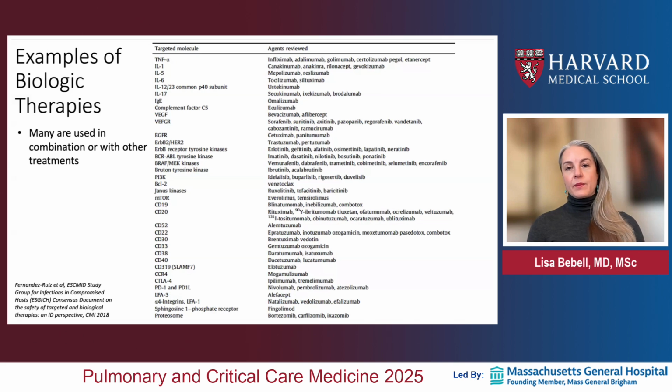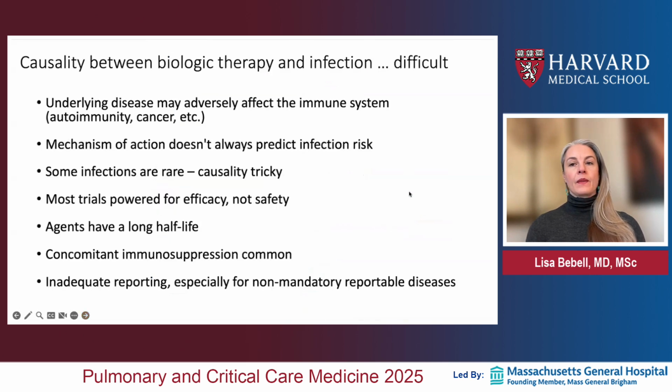Many are also used in combination with other treatments, and it can be hard to parse out which agents are really the most active or contributing to immunosuppression and what their combined effects might be. So I listed them here, and I'll just go through a few in detail where we have better data. I will say that it's very difficult to establish causality between receiving biologic therapies and their effect on the immune system and the risk of infection.